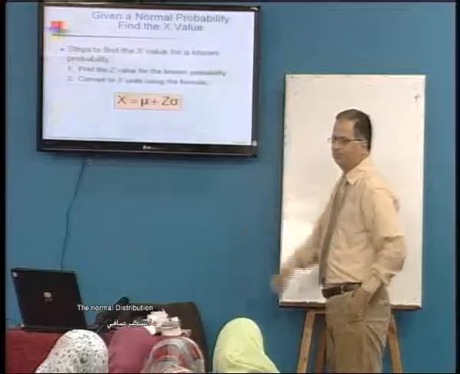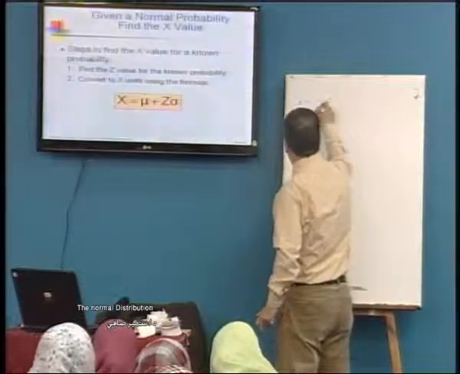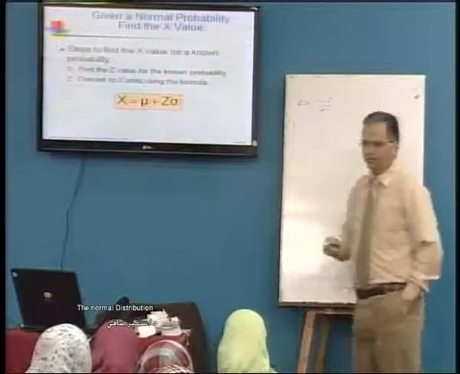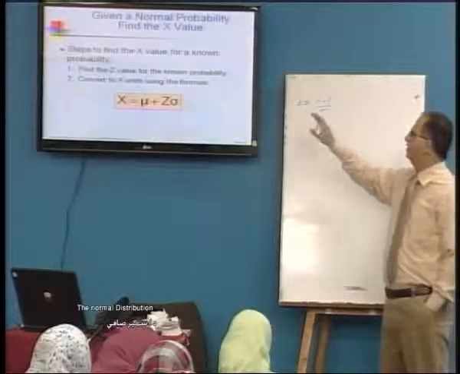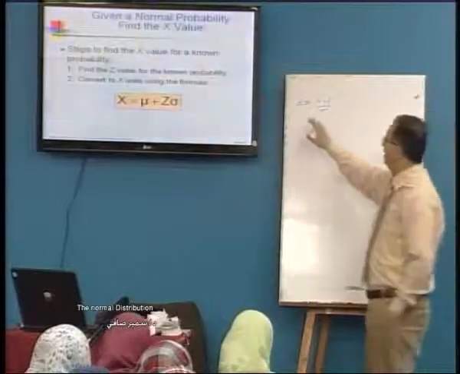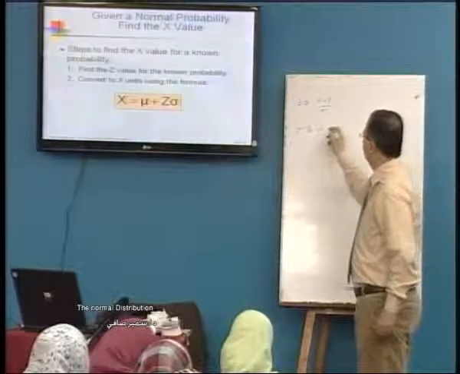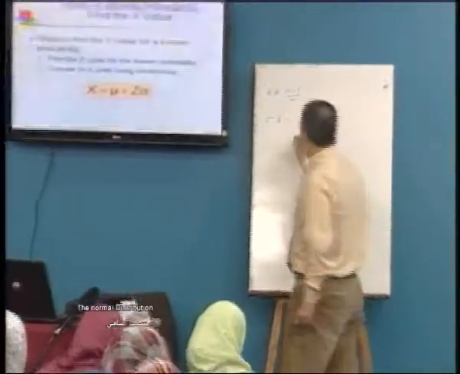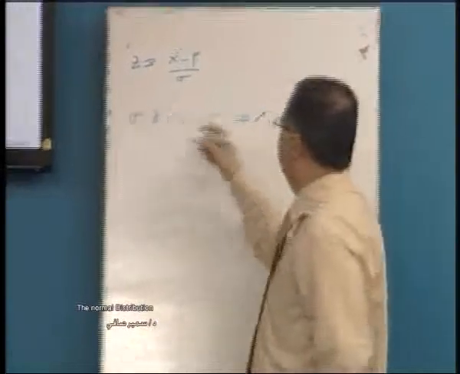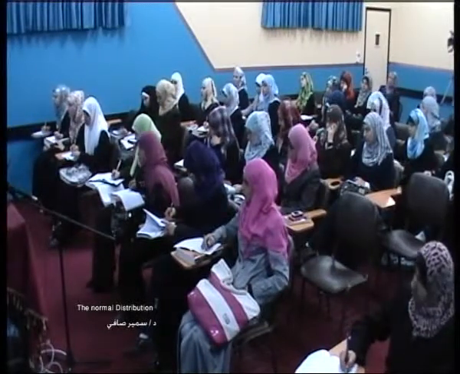Again, now if we just go back to this equation, z equals x minus mu over sigma, the cross multiplication: if you multiply both sides by sigma, you will get sigma times z equals x minus mu. So x equals mu plus z sigma. So this is the equation.